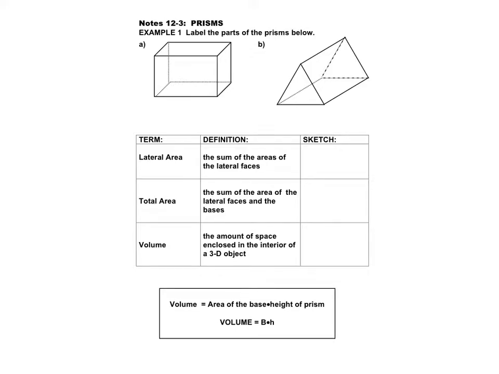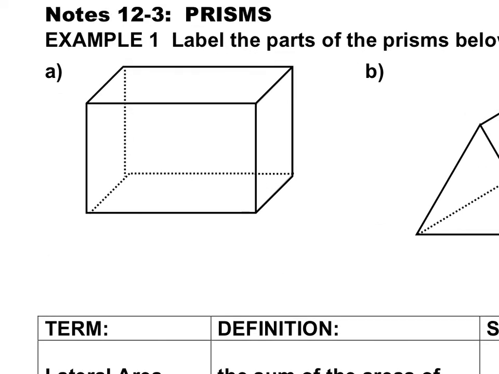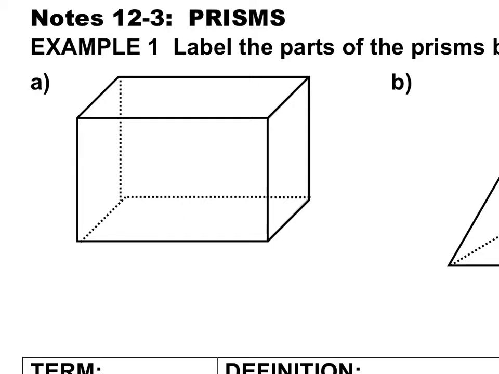All right, guys, so today we're doing notes 12.3. We're going to talk about prisms. We're going to find some areas. We're going to find some volumes on the next couple of pages. But let's look at one prism just so we can kind of remember some pieces to it.